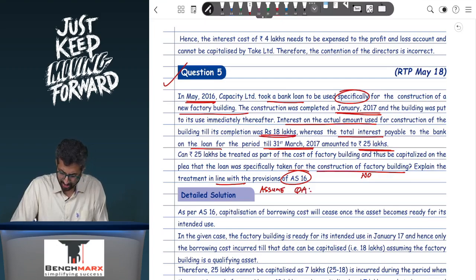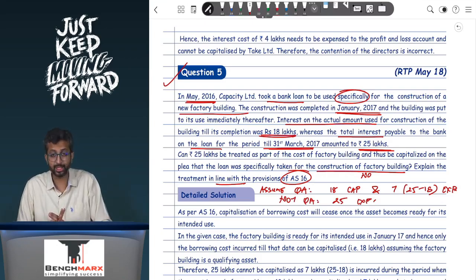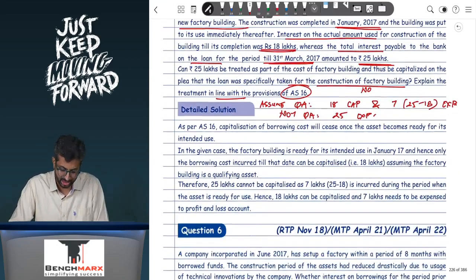We will say that if the asset is assumed to be a qualifying asset, then out of 25, only 18 can be capitalized, and 7, which is 25 minus 18, will be expensed to P&L. However, if you assume it is not a qualifying asset, then the entire 25 will be expensed to the P&L. So, the contention of the company to capitalize 25 is out of question. Depending on whether it is a qualifying asset or not, these are the two treatments possible. But capitalizing the entire 25, that is definitely wrong. That is out of the question.